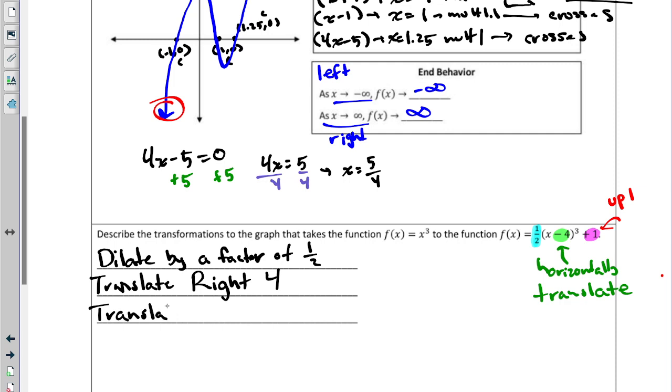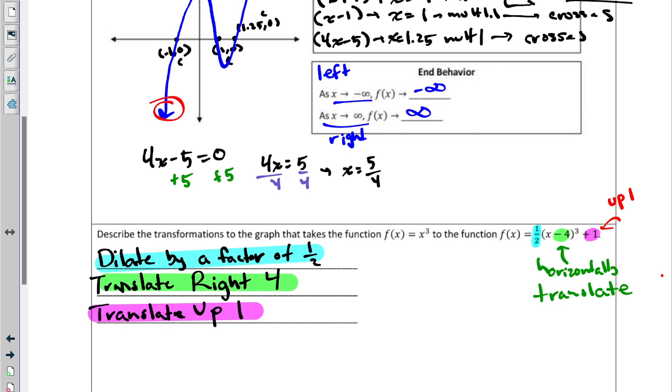Translate up 1. All right. And those are the 3 transformations. This one comes from the 1/2 at the beginning. This one comes from the 4 inside the parentheses, the -4. And this one comes from the +1 at the end.